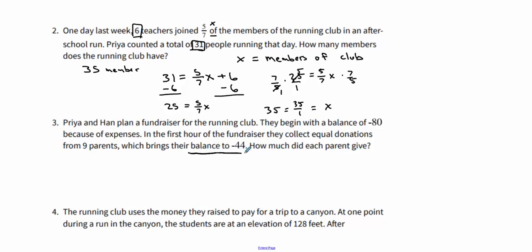So their balance being -44, that is what it's going to be equal to. So -44 is equal to what? Well, they begin with a balance of -80, and then they collect equal donations from 9 parents. So they're going to add to that -80 9 parents times some amount that they gave. So here's our equation. So to solve this, we're going to add 80 to both sides.